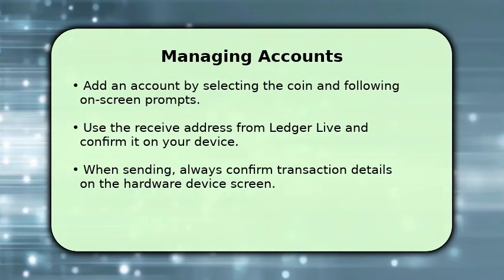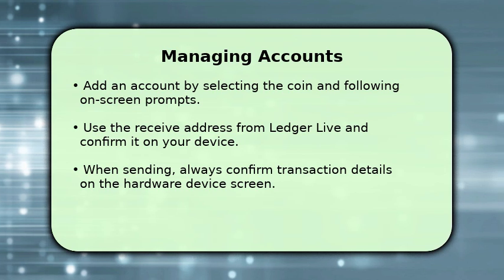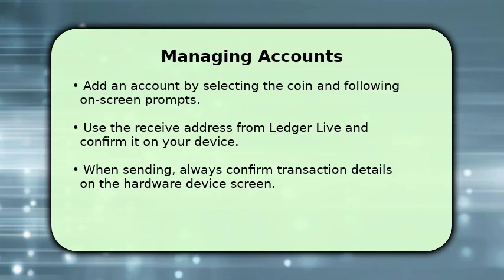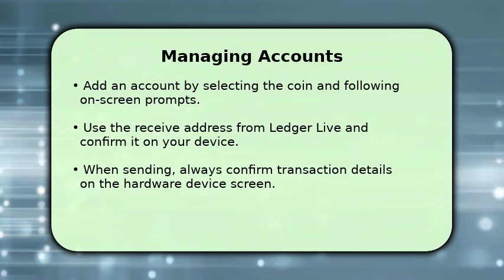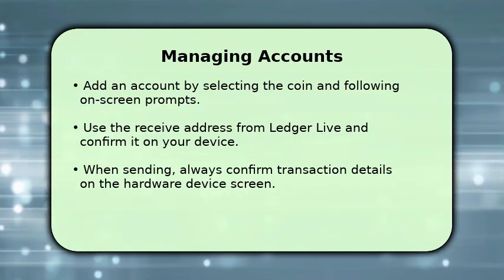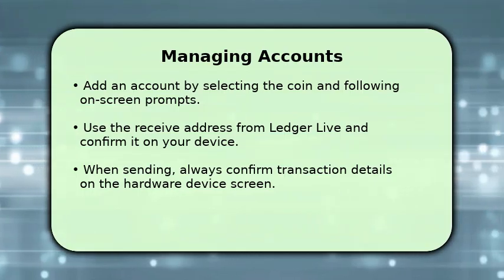To add accounts, choose a coin, follow prompts, and confirm the address on your Ledger device. For incoming funds, copy the address from Ledger Live and verify it on the device display. For outgoing transfers, create the transaction in the app and approve every detail on the hardware device to ensure your assets move only with your explicit consent.